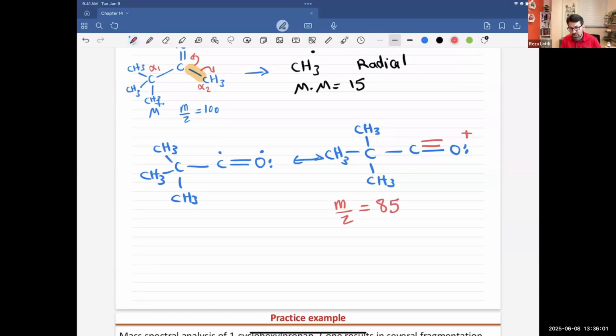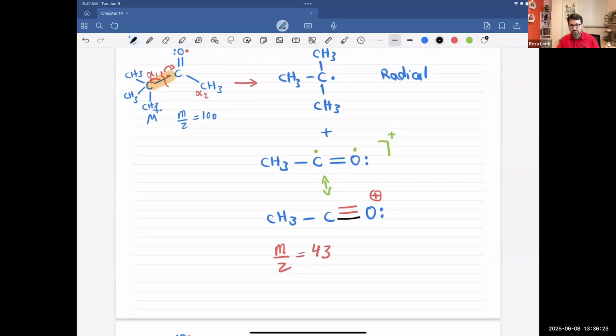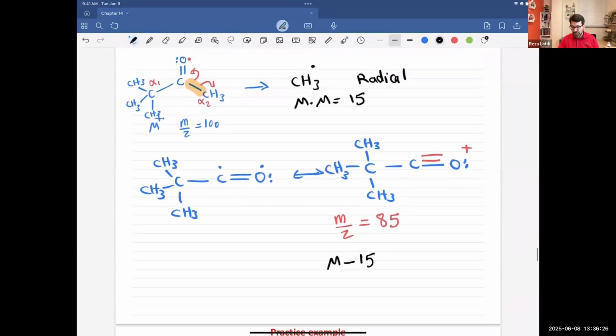So I will see a signal for this molecule, technically a cation, that I can label as M minus 15. Why minus 15? Because I lost the methyl radical. Whatever M was, we lost 15 of it, and that's going to show up at 85. So we will get 2 signals: one at M over Z 43, and the second one at 85.